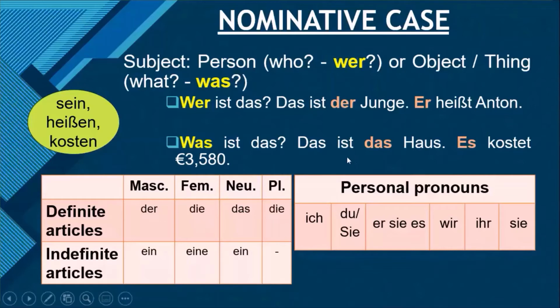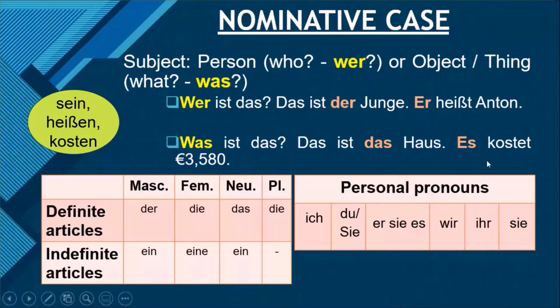So this is how definite or indefinite articles can be used, and also how the personal pronouns can be used to make simple sentences. So the nominative case is the most basic case in the German language that usually has just one subject that can be a person, or that subject can be an object or thing.